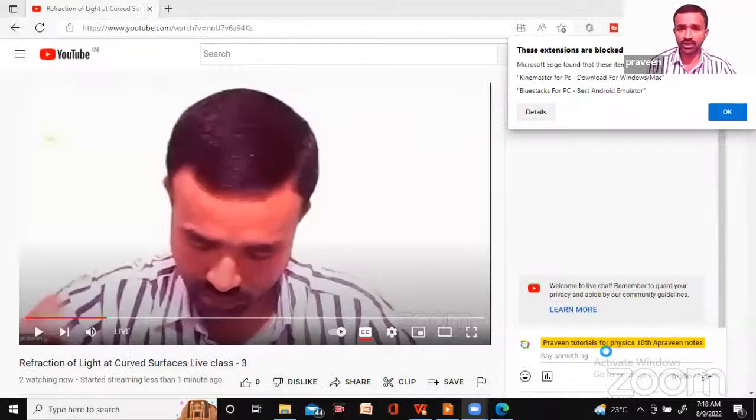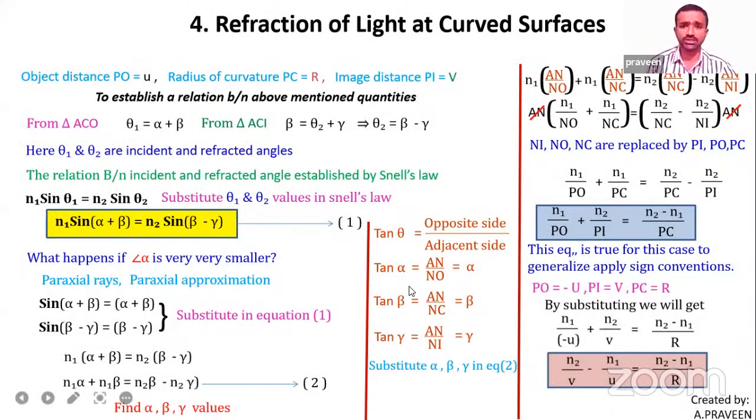In the last class, especially, we discussed the derivation of the curved surface formula, that is n2 by v minus n1 by u is equal to n2 minus n1 by r. That topic we discussed. So in this class, we are going to discuss just an extension. Here, n2 by v minus n1 by u equal to n2 minus n1 by r.